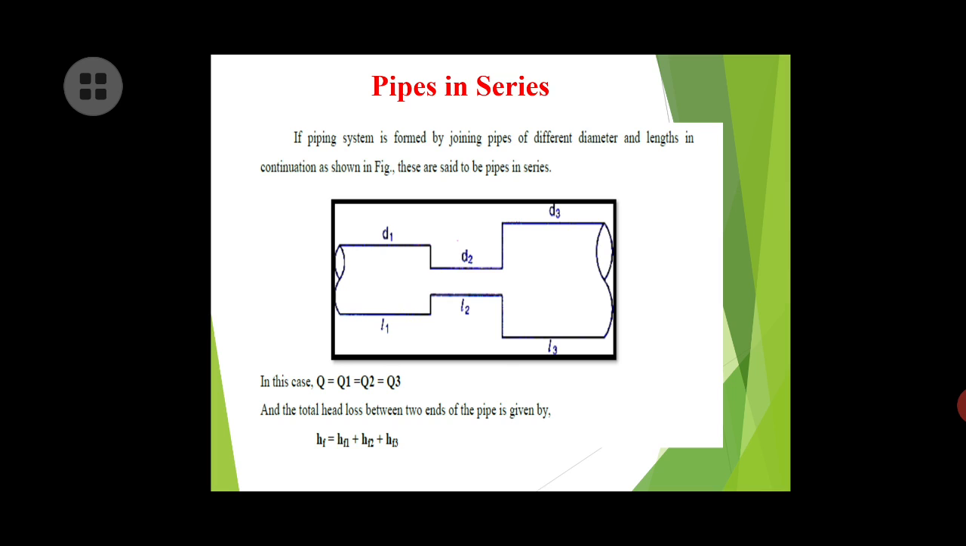exit losses. So by combining these two equations, H is equal to 1 upon 2g, F1 L1 V1 square upon D1, F2 L2 V2 square upon D2, F3 L3 V3 square upon D3. If discharge through the pipe is given, H is equal to F1 L1 Q square upon 12.1 D1 raised to 5, F2 L2 Q square upon 12.1 D2 raised to 5, and F3 L3 Q square upon 12.1 D3 raised to 5. So these are the pipes in series.